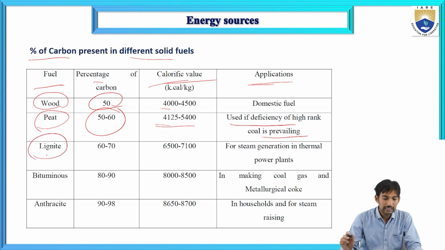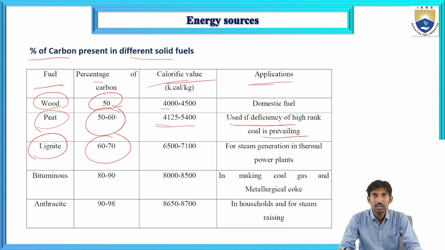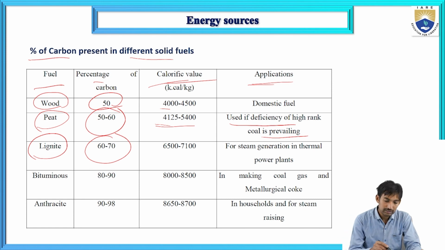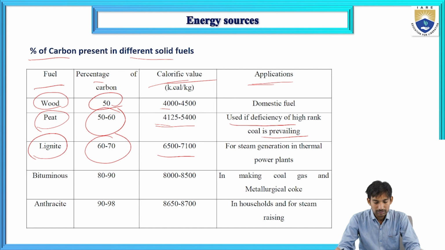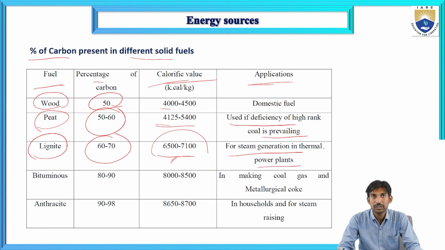The next solid fuel is lignite. The carbon percentage present in the lignite solid fuel is 60 to 70 percent. The calorific value it produces is 6,500 to 7,100 kilocalorie per kg. On burning, the lignite produces this much calorific value. The application of lignite is steam generation in thermal power plants. In thermal power plants, we use the lignite coal for the steam generation.